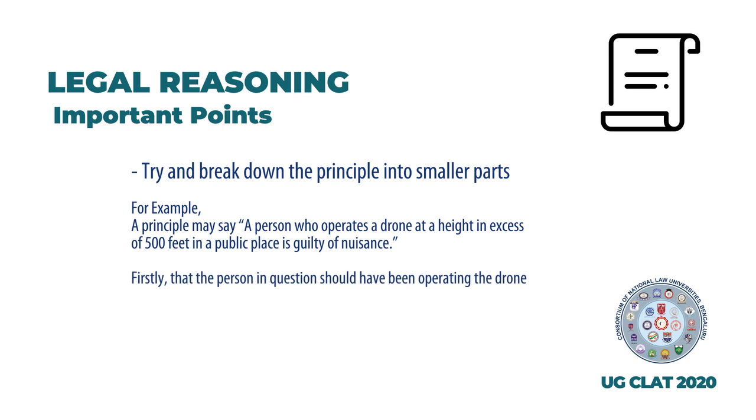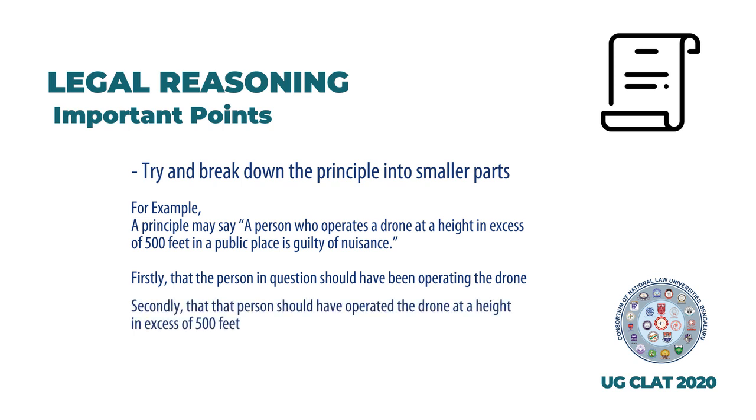Firstly, that the person in question should have been operating the drone. Secondly, that the person should have operated the drone at a height in excess of 500 feet. And thirdly, that this should have occurred in a public place. Only if all 3 parts of this principle are satisfied by the facts can you assume that a person is guilty of nuisance.